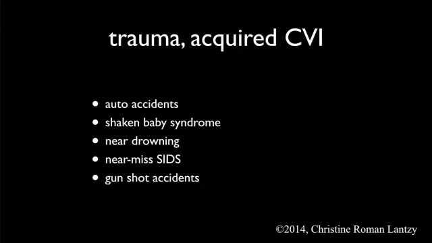And finally, the last broad category of causes of CVI is the category called acquired CVI. So CVI can occur as a congenital condition that occurred at, before, or around the time of birth, and it can also be considered something associated with trauma. So things like auto accidents, shaken baby syndrome, near drowning, near-miss SIDS, gunshot accidents, any trauma in which the brain has been significantly impacted can result in CVI.